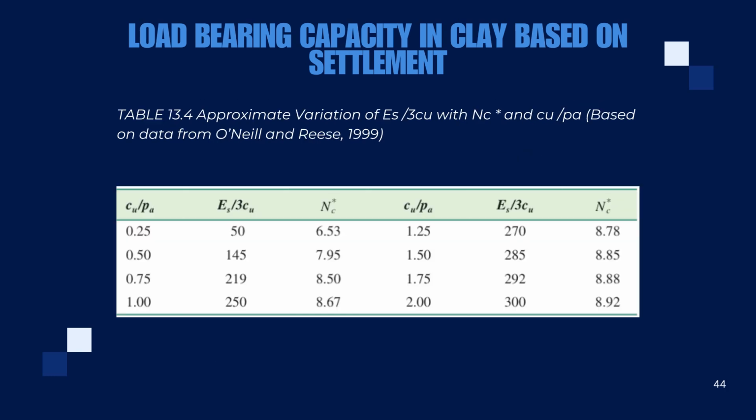So here, table 13.4 provides the relationship between the soil stiffness ratio ES over 3 Cu and the modified bearing capacity factor NC. This table, based on work by O'Neill and Rees, helps us select the appropriate NC value for various soil conditions. Generally, if the ratio of Cu over PA is equal to or greater than 1, then NC can be taken as 9.